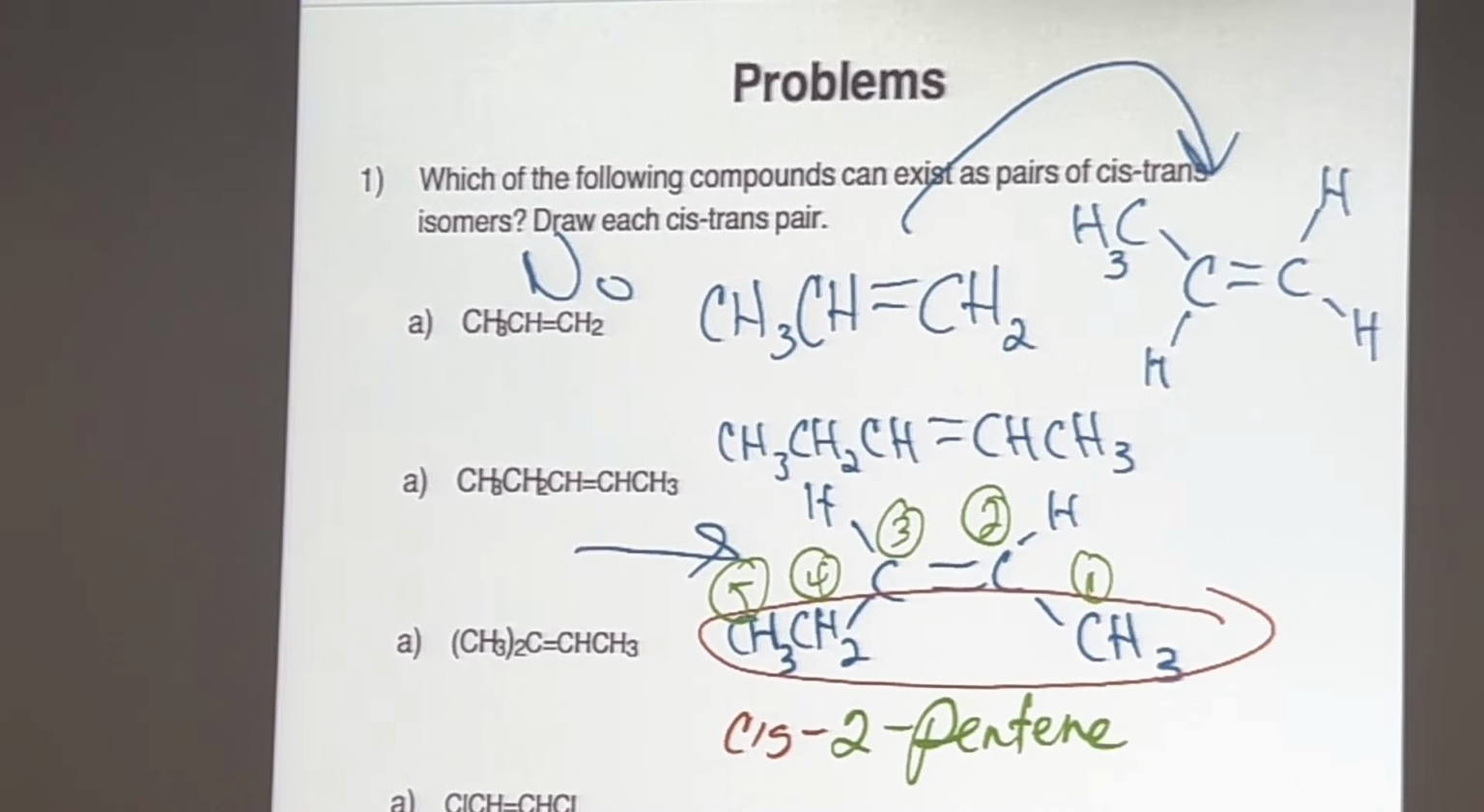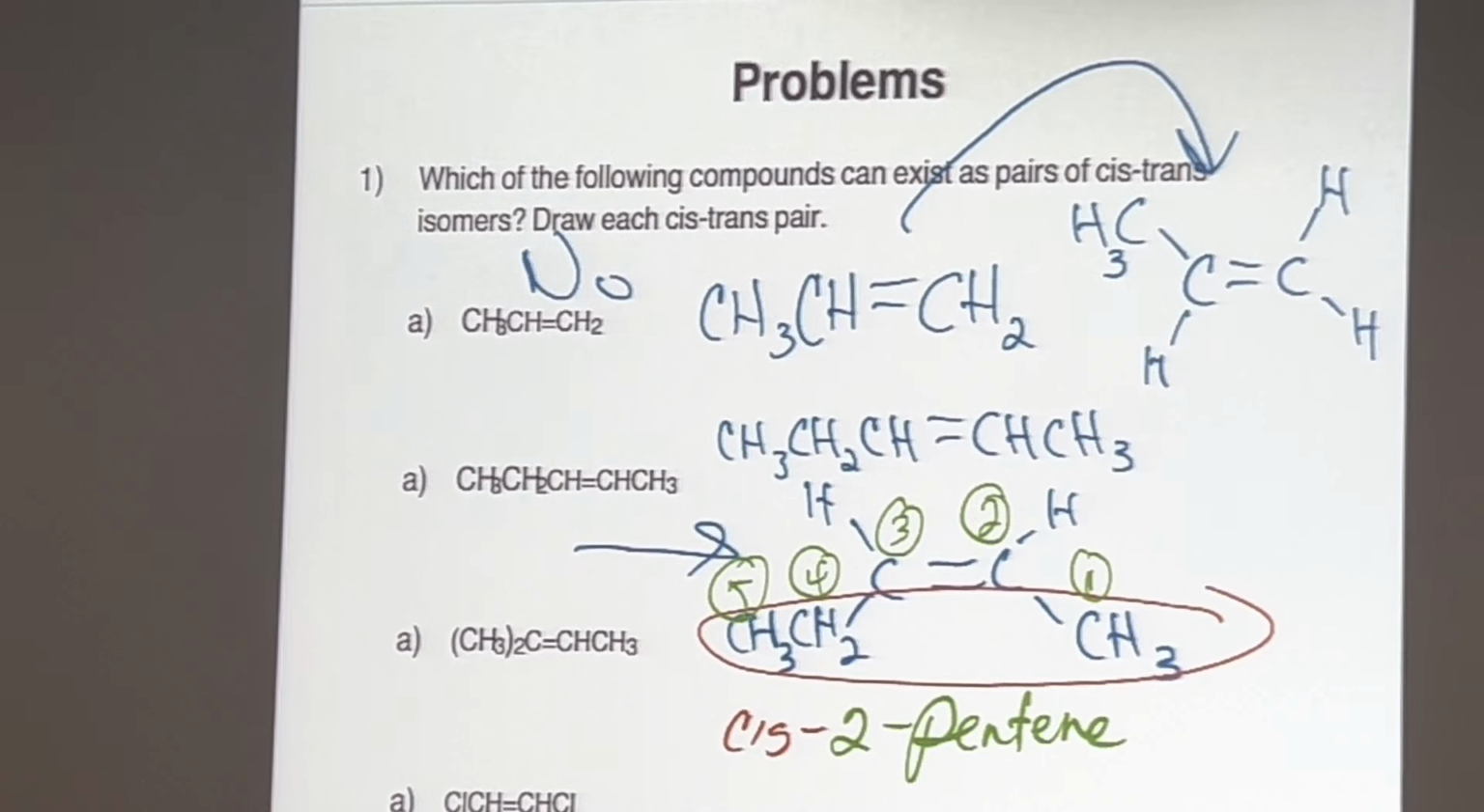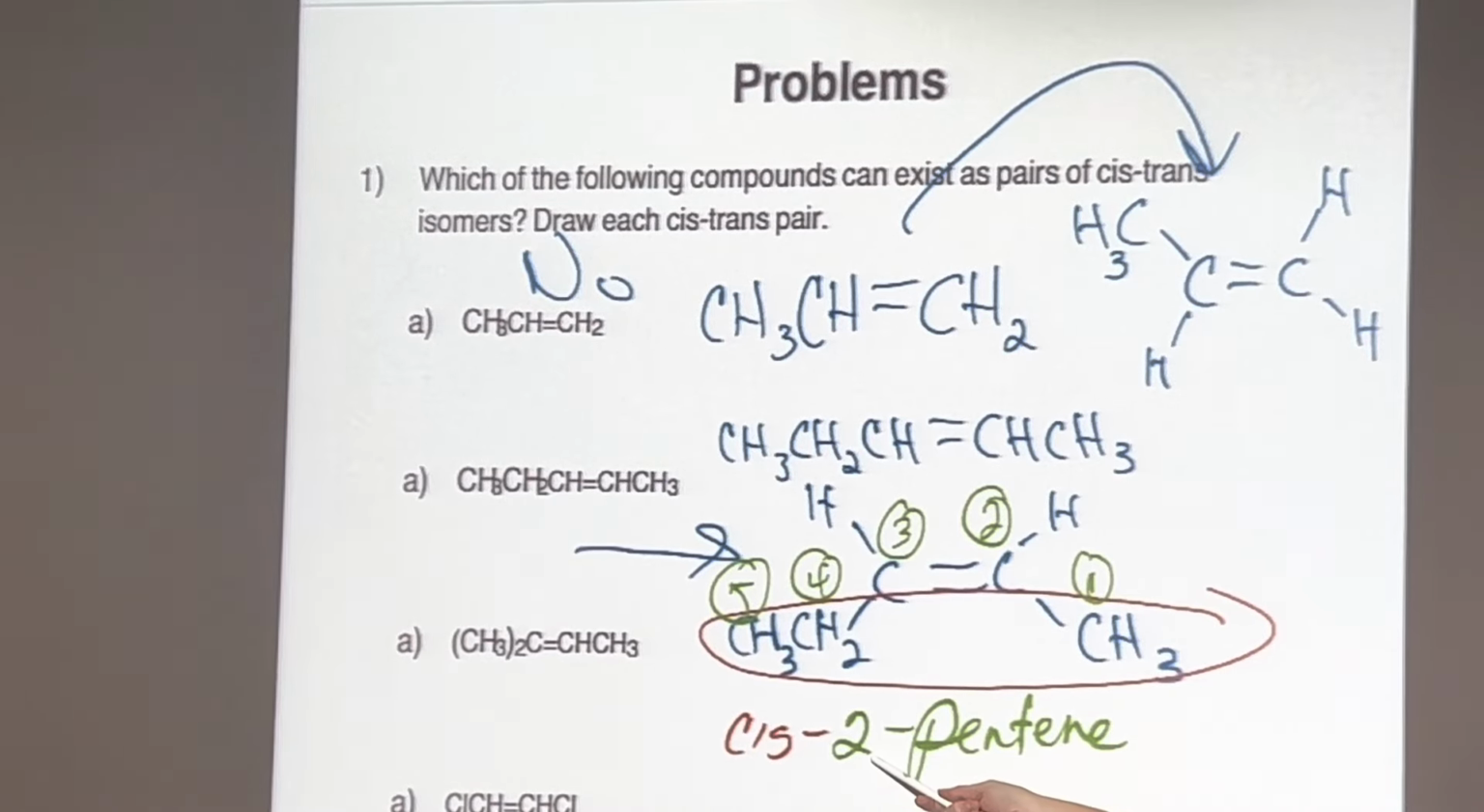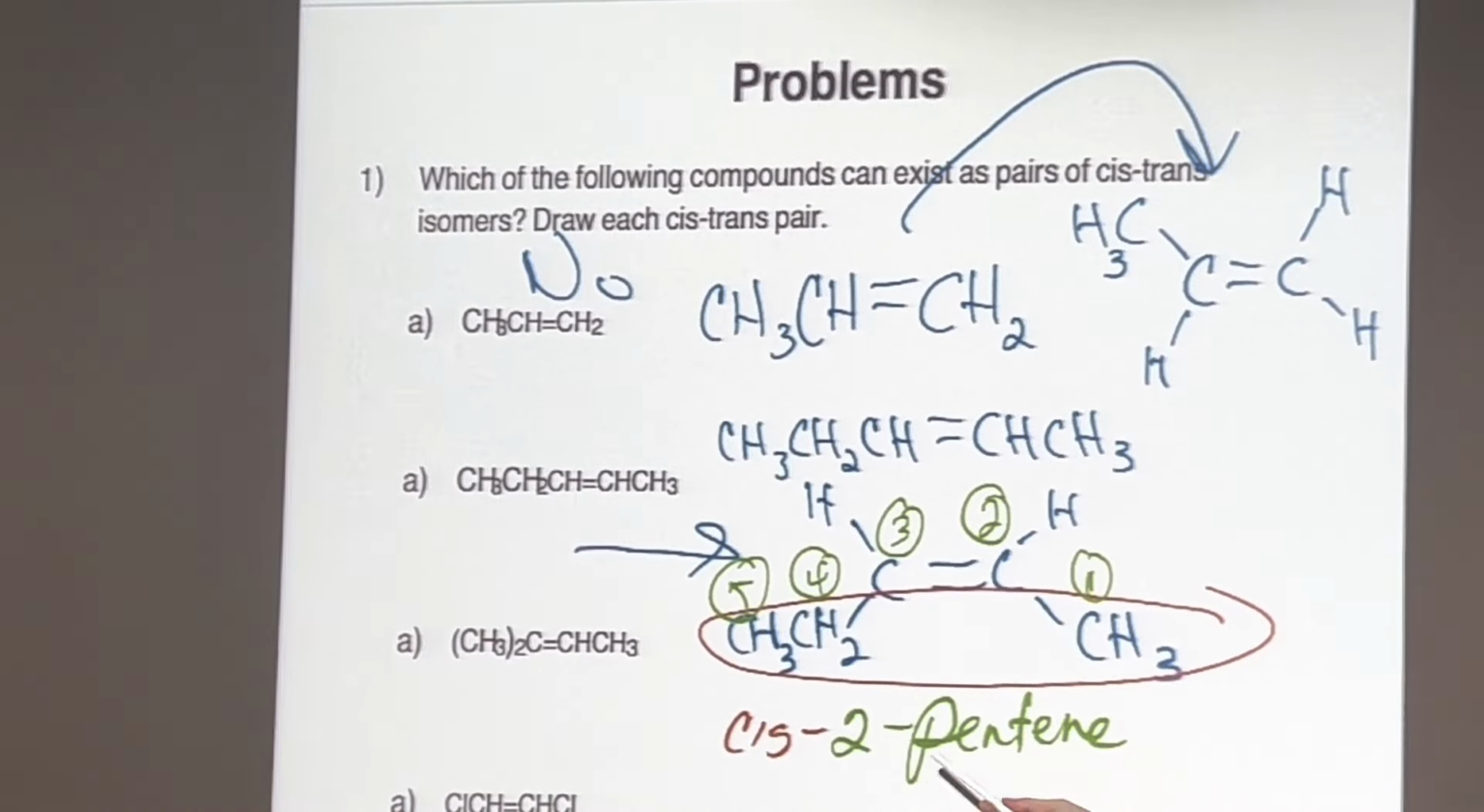My friend over there said pentene. Do we see that our longest continuous carbon chain is 5 carbons long? So that's some kind of pent. And do we understand why we have the ene on the ending? Okay. And we have to see where the double bond is. Well, it starts at carbon 2 and goes to carbon 3. Okay. So we've got 2-pentene, and it's the cis version.